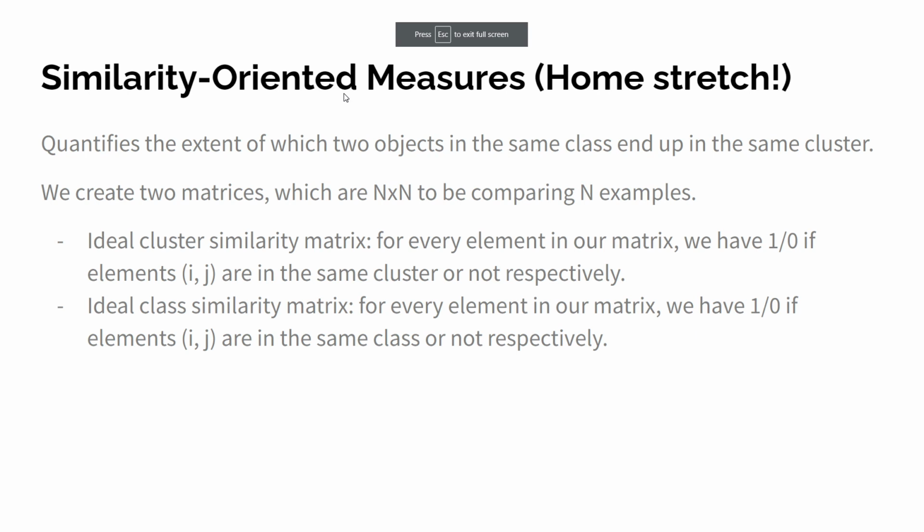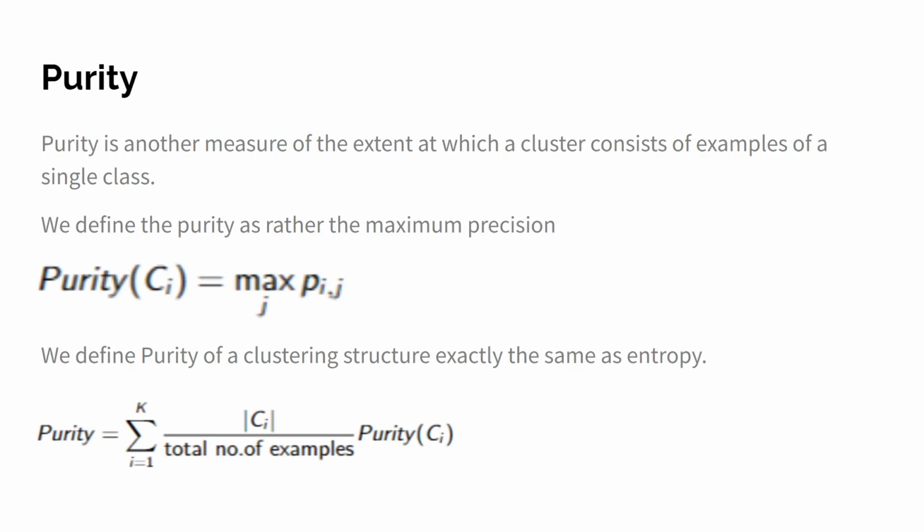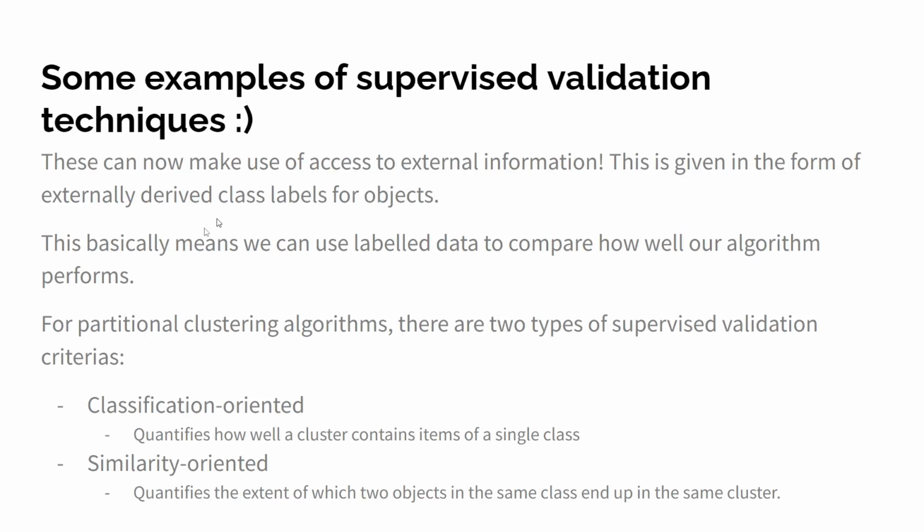Okay, I think this is the last bit, and this is similarity-oriented measures. So we just looked here at classification-oriented, which quantifies how well a cluster contains items of a single class, and now we're looking at similarity-oriented, which quantifies the extent to which two objects in the same class end up in the same cluster.